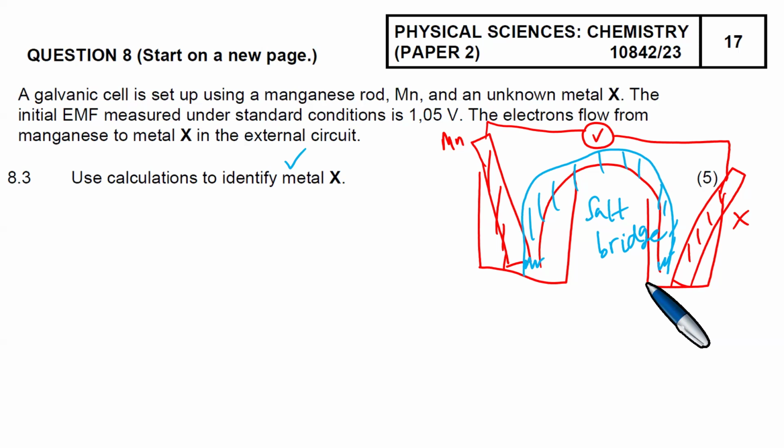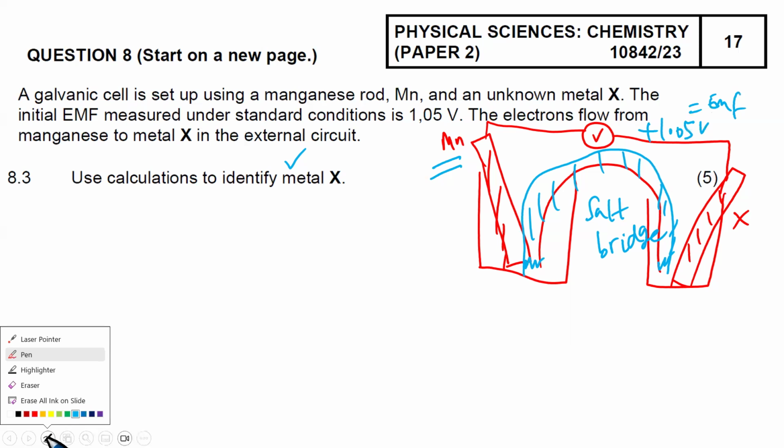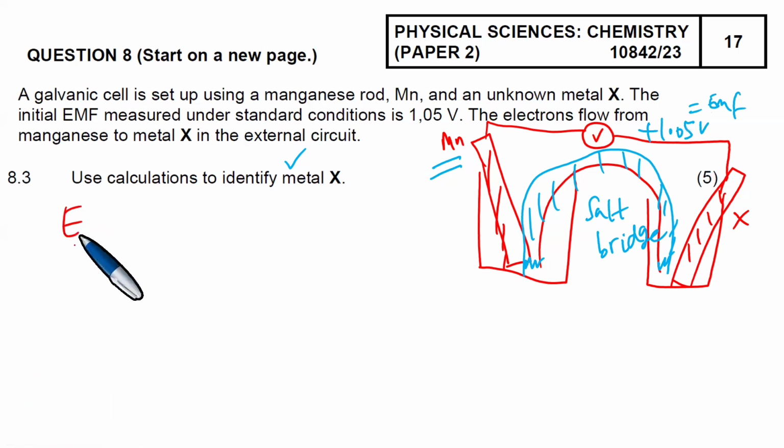Let us use the calculations to identify metal X, because the question is, if we're able to see, and then this one is 1.05 volts. That is the EMF. If the EMF is 1.05 volts, the question is, what is this X? Because we know that we're dealing with manganese, but what about the X? We don't know the X, and then we must solve for X, okay? So to solve for X now, we proceed as follows in the chemistry laboratory.